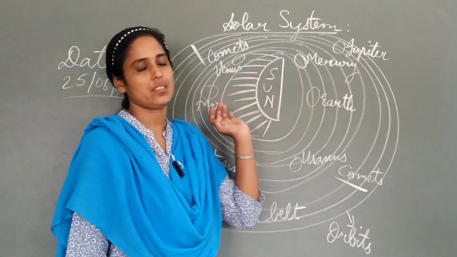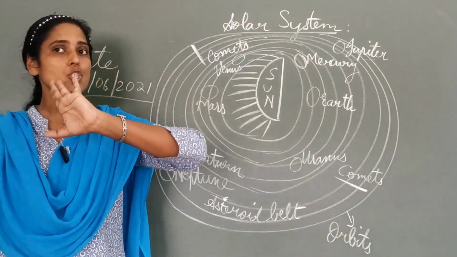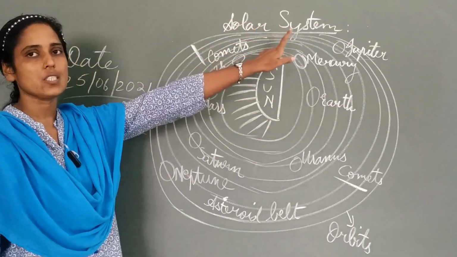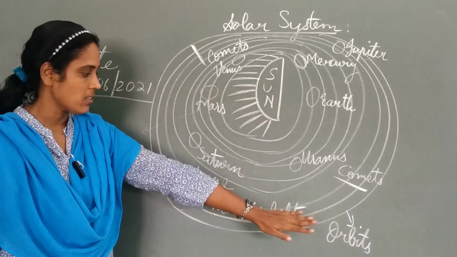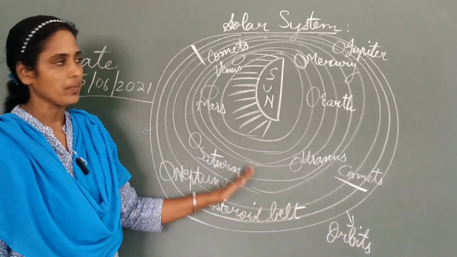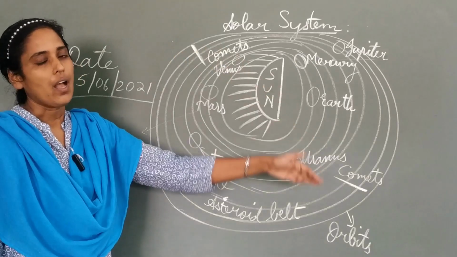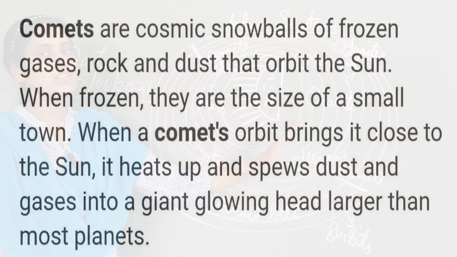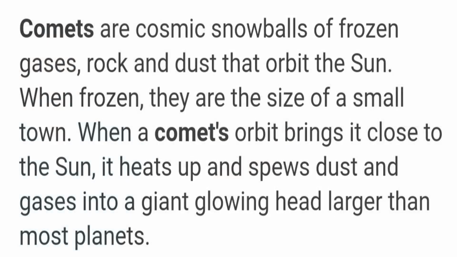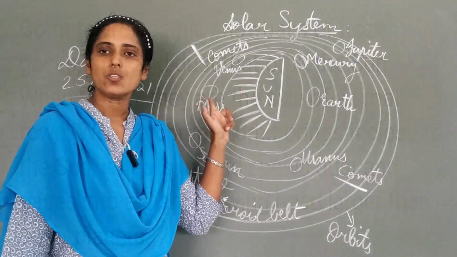You show the asteroid belt. I told you these are the orbits where the planets move on. So in short, the solar system consists of the key element Sun. Then the 8 planets, the asteroids in this belt, comets, and the other elements in the solar system are also there, but in our syllabus we have only this basic diagram to be drawn.